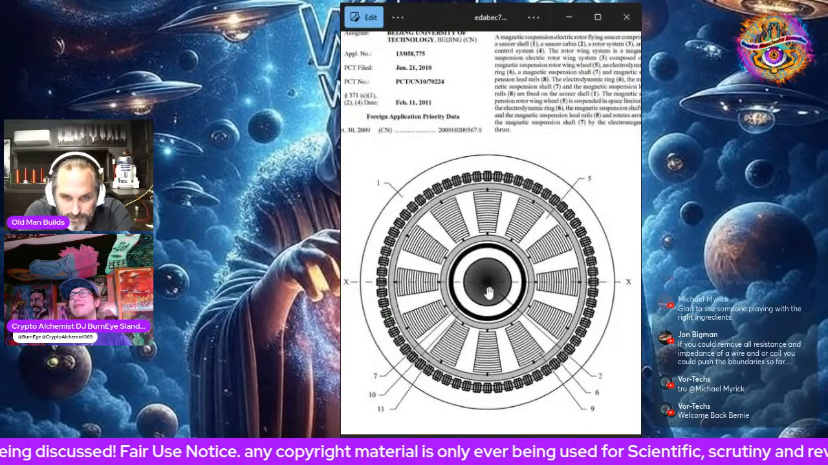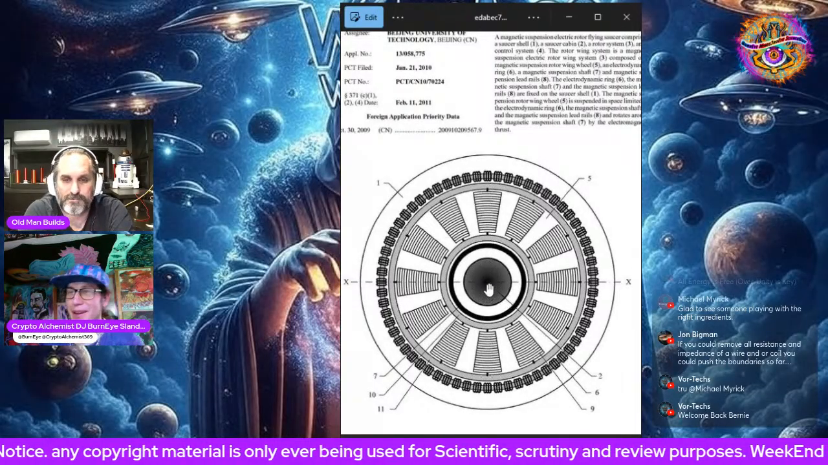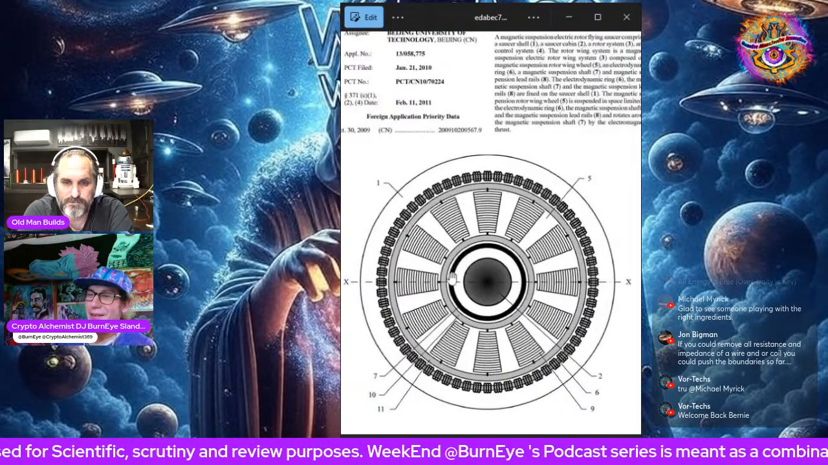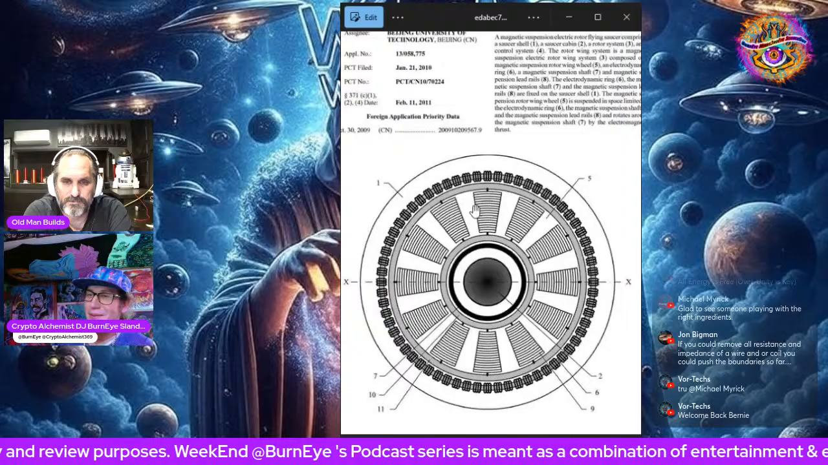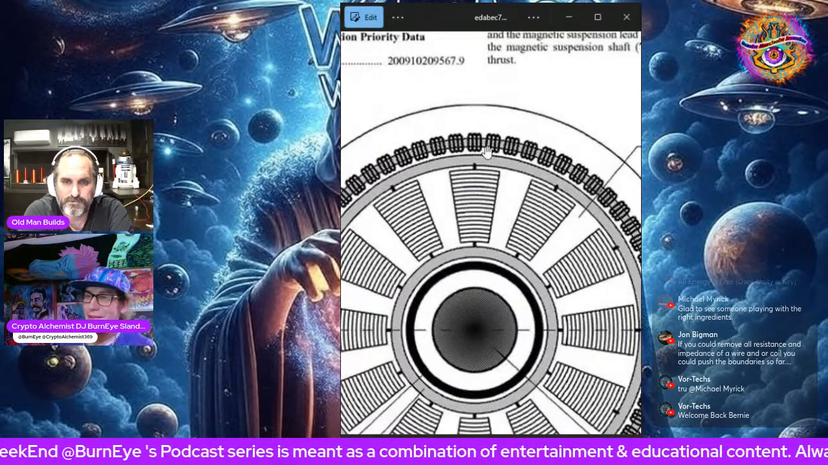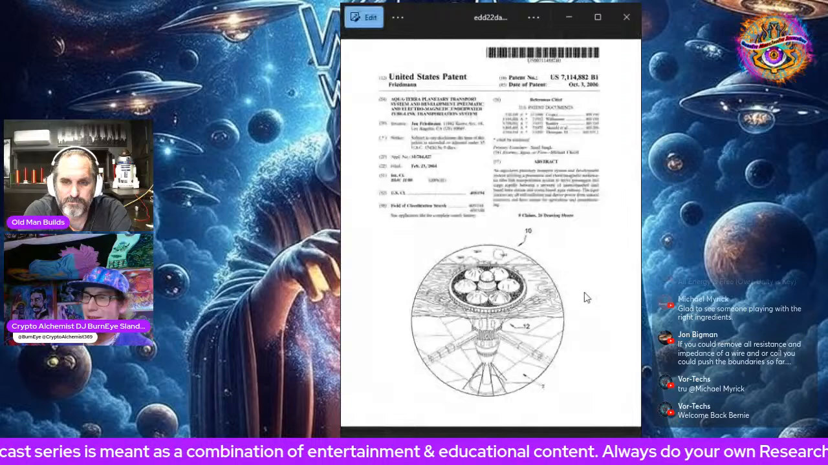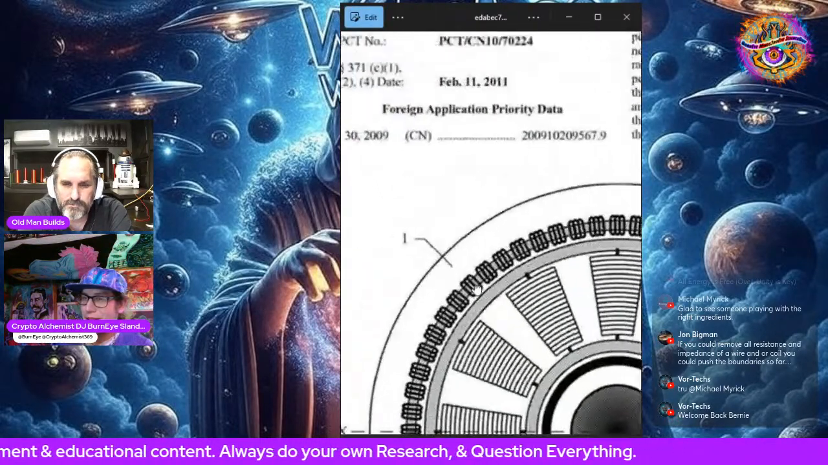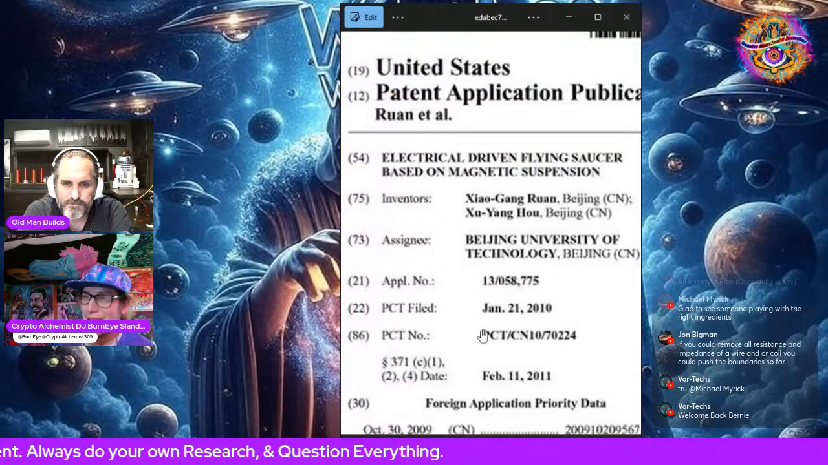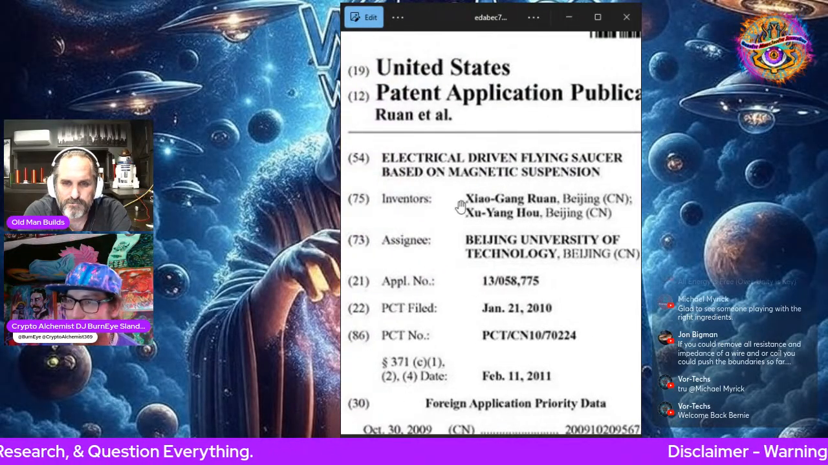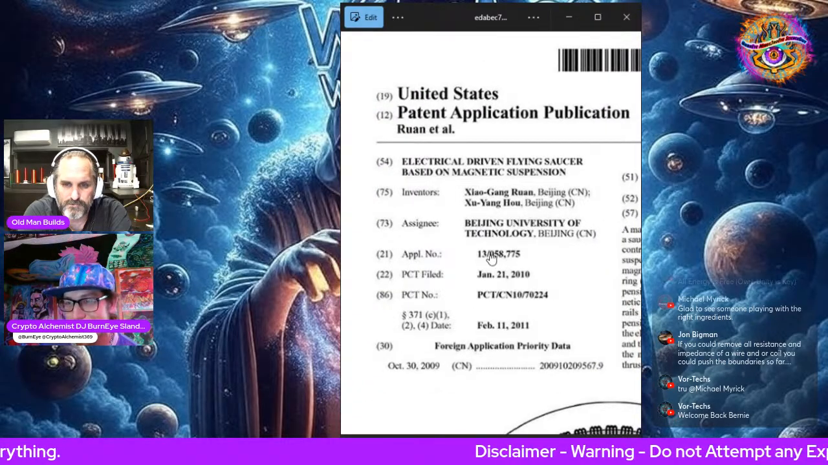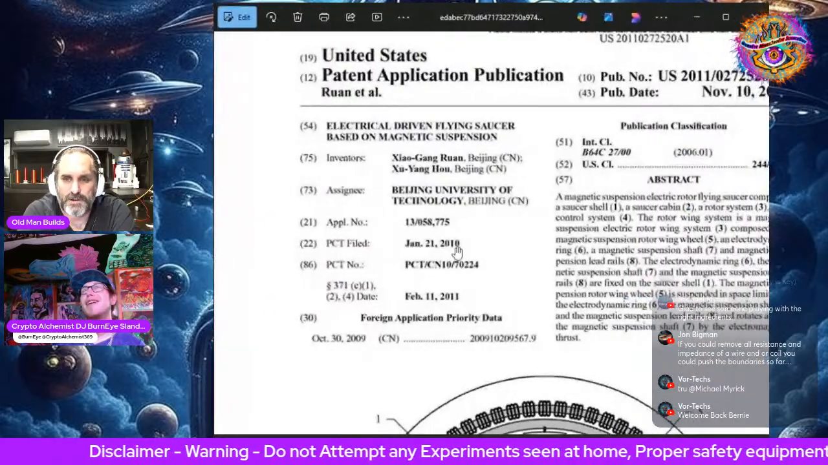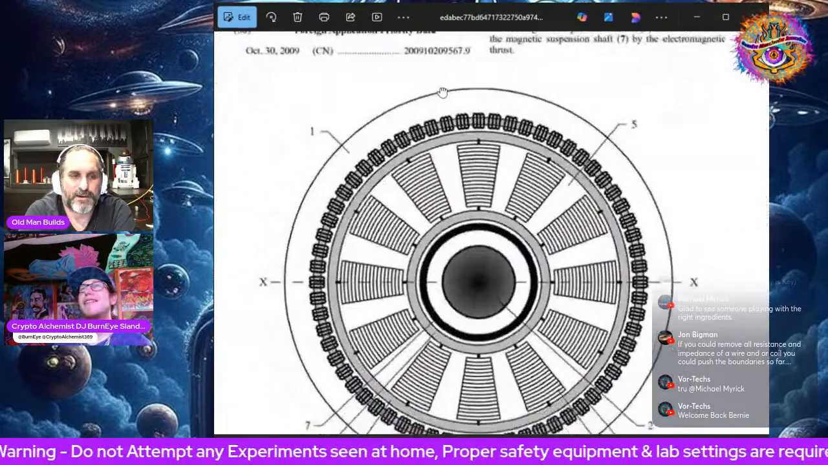So right, and you have the center piece, and then you have the coil, the Tesla coil here, and then you have a bunch more going this way, and then a bunch more going this way, and then a ring going through all of the outer ones. And this is a patent for an electrical driven flying saucer based on magnetic suspension, is how they call this. So you're suspending the magnetic field in there in order to get a different field, right?